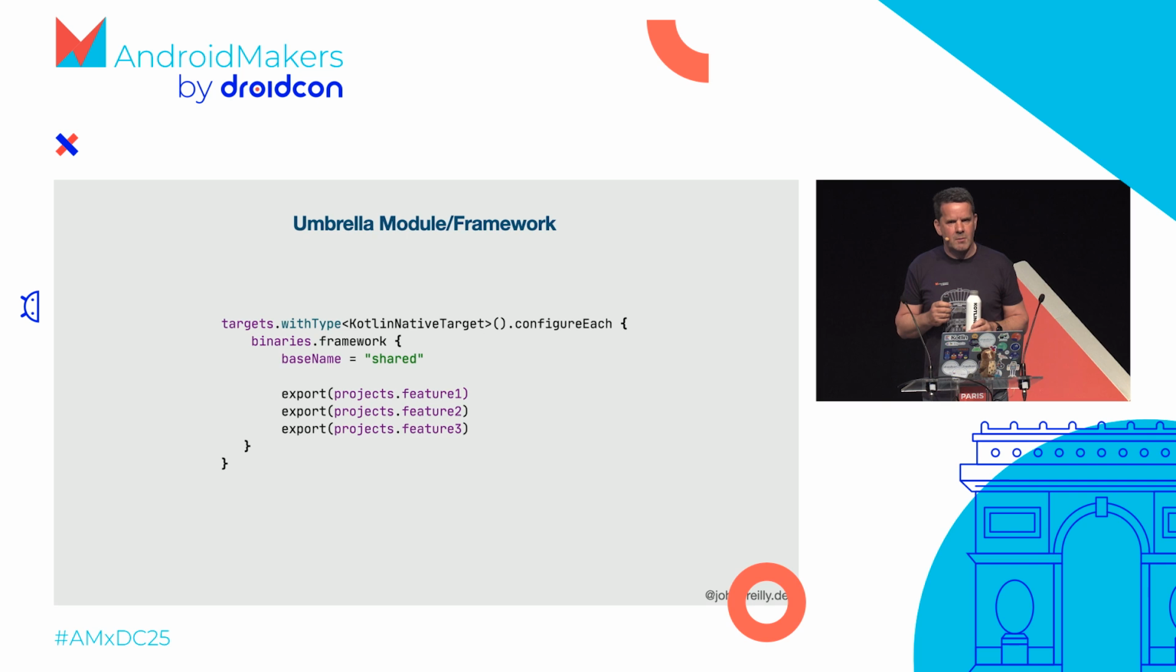Okay, next up, umbrella modules. Typically, we need to expose a single iOS framework. But what do we do if the shared code is split across multiple modules, as is frequently the case? The solution generally recommended here is to create what's called an umbrella module, for which a single framework is built, but includes code from other modules, as shown here.